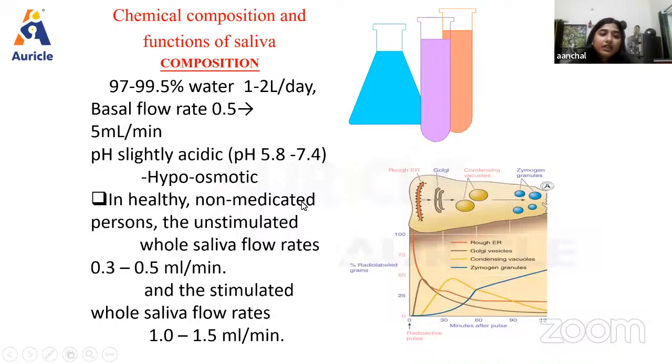Okay, now as we have already discussed, in saliva 97 to 99.5% water is present, and the secretion is approximately 1 to 2 liters per day. Now the basal flow is 0.5 to 5 ml per minute. The pH ranges approximately from 5.8 to 7.5, that is hypoosmotic. In a healthy non-medicated person, the unstimulated whole saliva flow rate is 0.3 to 0.5 ml per minute, and the stimulated whole saliva flow rate ranges between 1 to 1.5 ml per minute.